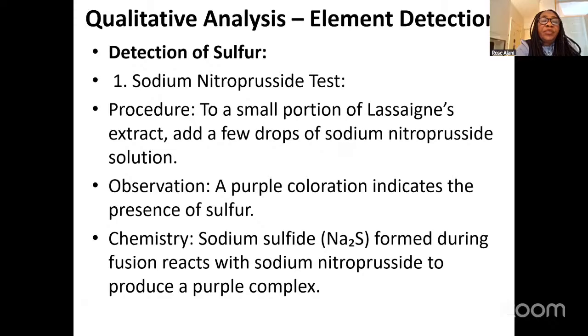Now to detect sulfur, we have two methods. One method is the sodium nitroprusside test. To a small portion of your Lassaigne's extract, you add a few drops of sodium nitroprusside solution, and you observe a purple coloration that indicates the presence of sulfur. The chemistry is that sodium sulfide formed during fusion reacts with sodium nitroprusside to produce a purple color.